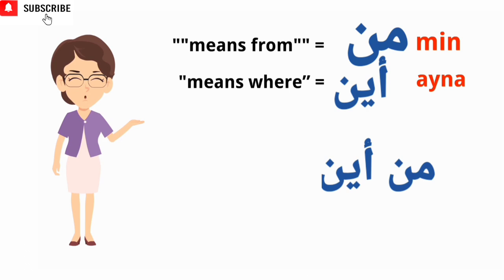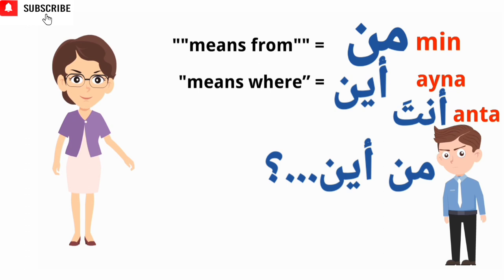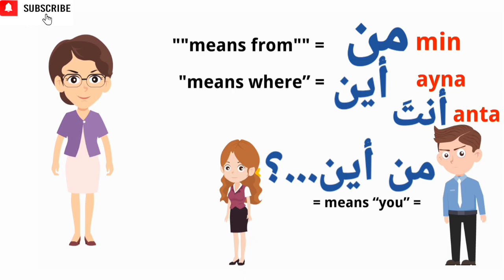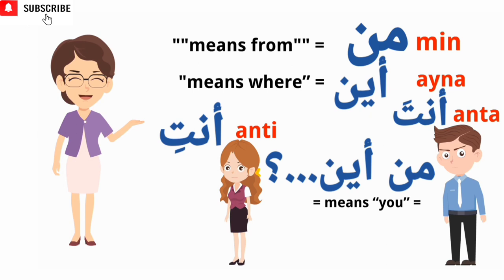"من أين". And next, "أنت". "أنت" means you, and is used for male. Or "أنت" means you, and is used for female.